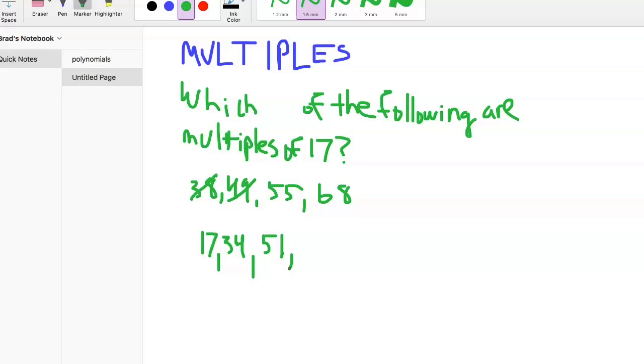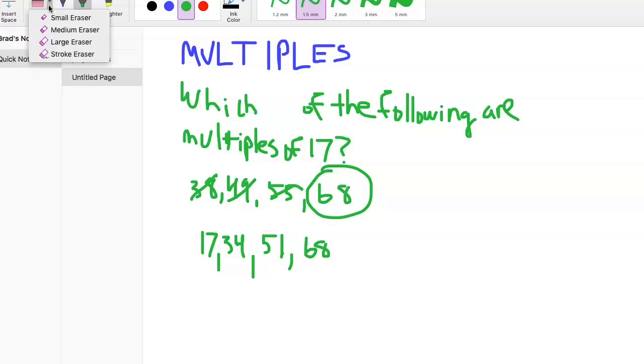Okay, 51, and then add 17 more to 51. That gets us to 68. There's our answer, right? 68. 55 didn't work, 68 did. There we go. So that's how you do things like that.